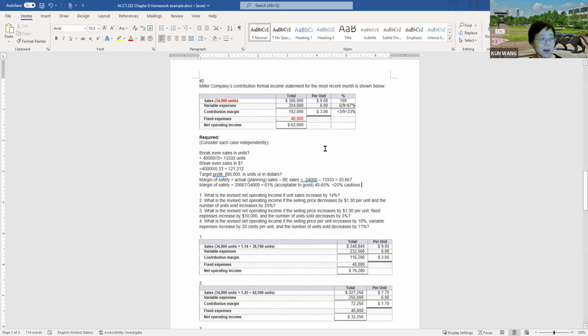So we must have a correct understanding of our current situation, because for all of the suggested changes, we need to go from here to change the percentage or change by the absolute numbers. For example, the first one, we want to know the revised net income if the unit sales can increase by 14%. So this benchmark, you are referring to the current 34,000 as my numbers.